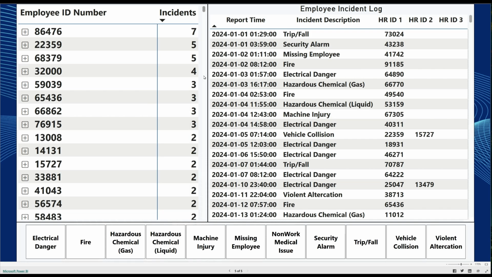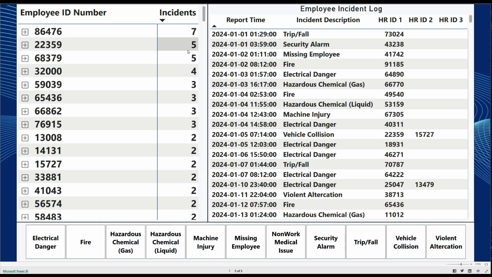Okay, so now we are looking at our last page of the report, and this is where we examine individual employees and the incidents they have been associated with. On the left, we have a table with all the employees who were associated with an incident, shows the number of incidents they were a part of, and we can expand for more detail.